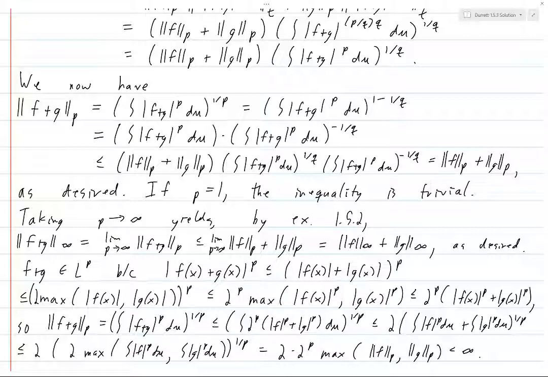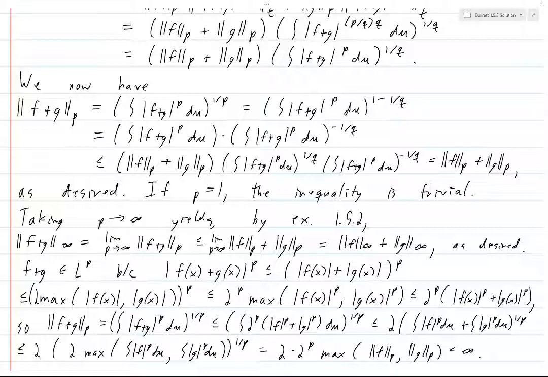Well, maybe we might just be able to do it straight, starting with the p norm of f plus g. But in any case, this is a proof of the fact that the p norm of f plus g is going to be finite so long as both the p norms of f and g are finite. And so that means that f plus g is in L^p.